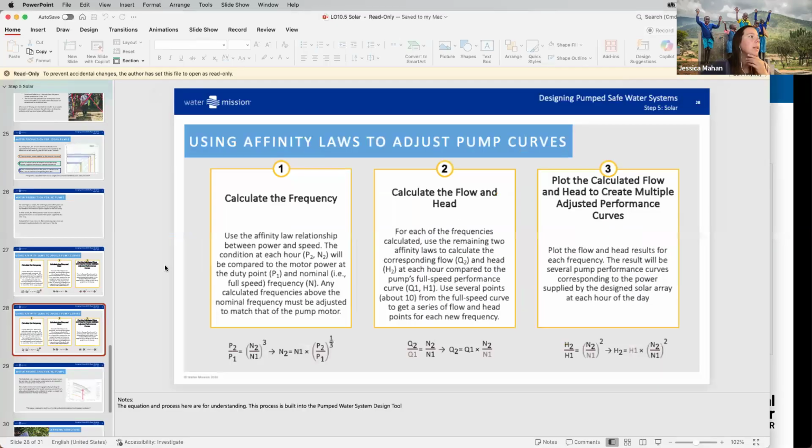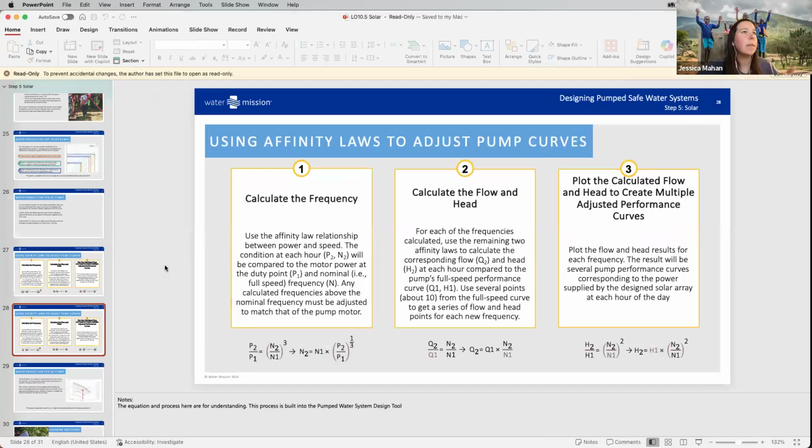So this is again the same thing that we're doing in our course. It's just written a little bit differently, so it might be helpful just to hear it a slightly different way. So yes, the first thing that we're doing is we're using affinity laws, specifically the one you see down below the first box, to calculate our frequency. And that's what's happening in that big table, is we're calculating our frequency.